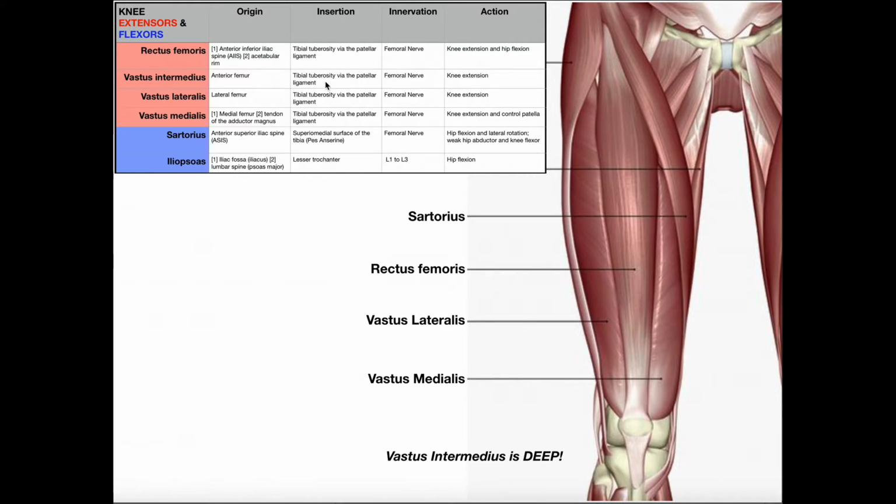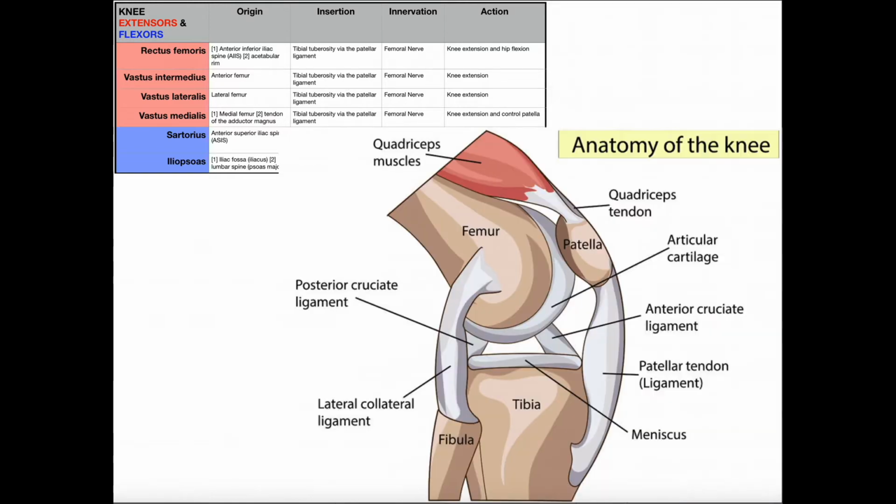Now let me explain what this means, because sometimes when you look at the insertion, sometimes you'll just see the patella, sometimes you'll see patellar ligament, sometimes patellar tendon, sometimes they'll say tibial tuberosity. Why are they all different? Well, they're all referring to the same thing.